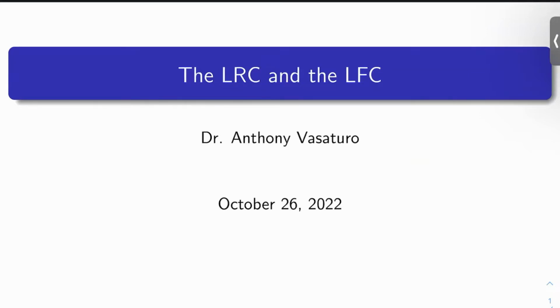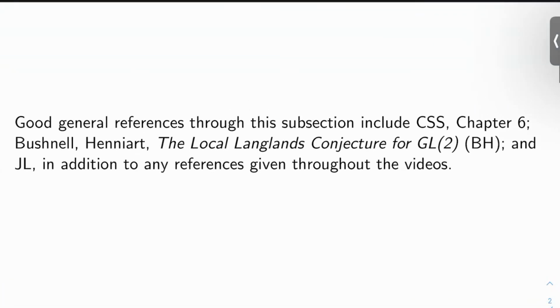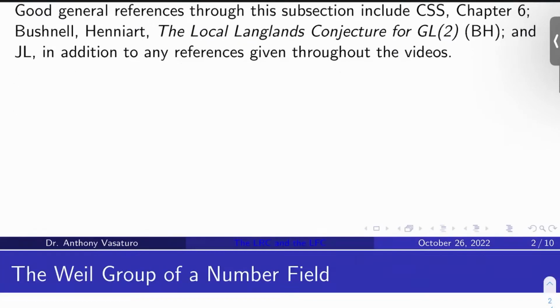Today's video will be on some of the results from the Langlands program that we'll need to continue our discussion of Langlands tunnel. Specifically, we'll be looking at Langlands reciprocity and Langlands functoriality. References for the next few videos include Cornell, Silverman, Stevens, Chapter 6, Bushnell, Henniart, the local Langlands conjecture for GL2, and Jack A. Langlands, in addition to any other references, of course, that I give you throughout this video and the next couple of videos on this topic.